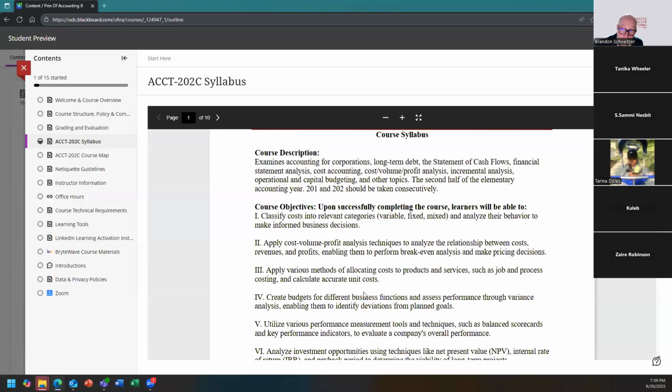We're going to look at costs. We're going to look at incremental analysis, operations, budgeting, everything that management would do to analyze the financial health of the company and also drive the company forward by making decisions. That's really what this course is all about.